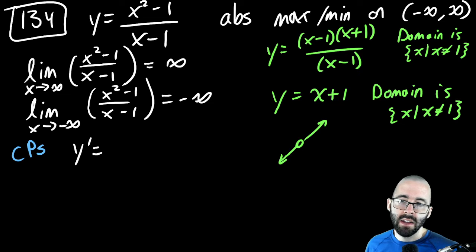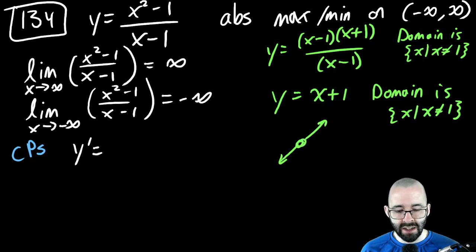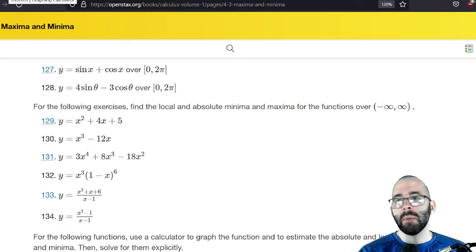All right. And you could solve this. Eventually, you're going to find that there are no critical points. The only place where this derivative is undefined is here, but that's not in the domain. All right. So that's kind of what you can do in these ones. That's maybe not a great example though.